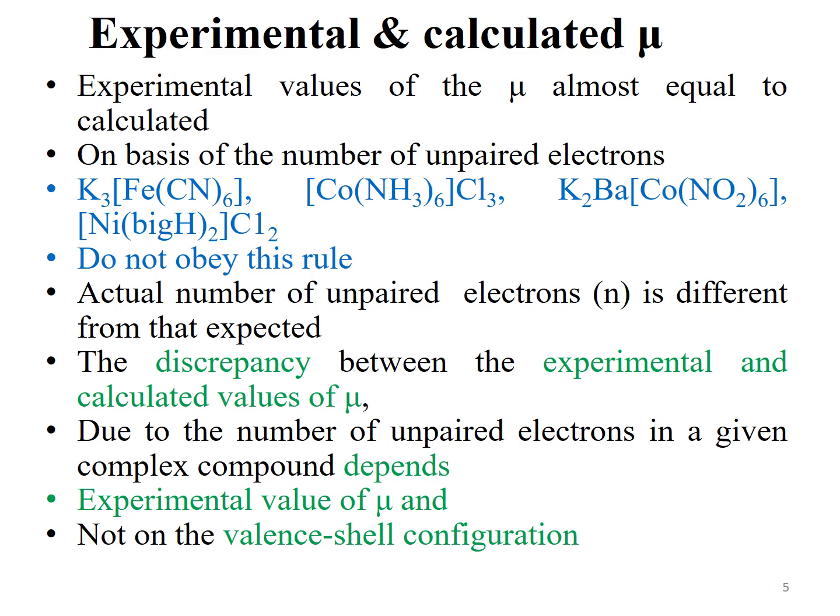That is, the actual number of unpaired electrons in the 3d orbital given in the bracket is different from that expected from the valence shell configuration of the central metal ion, and hence the experimental value of mu is different from the calculated value of mu. The discrepancy between the experimental and calculated value of mu is due to the fact that the number of unpaired electrons in a given complex compound depends on the experimental value of mu and not on the valence shell configuration of the central metal cation.